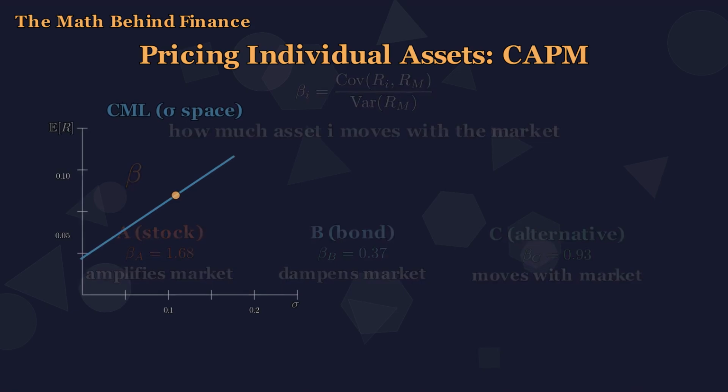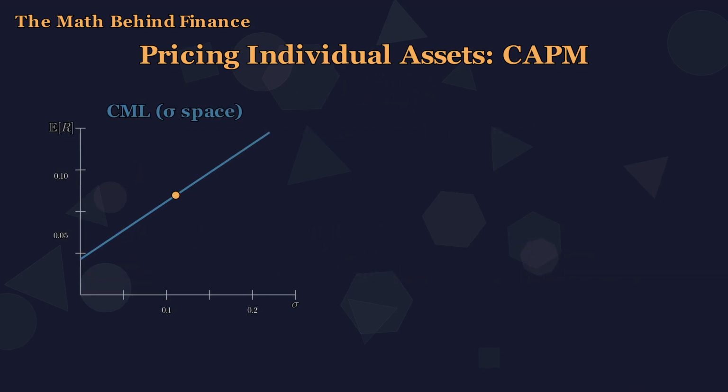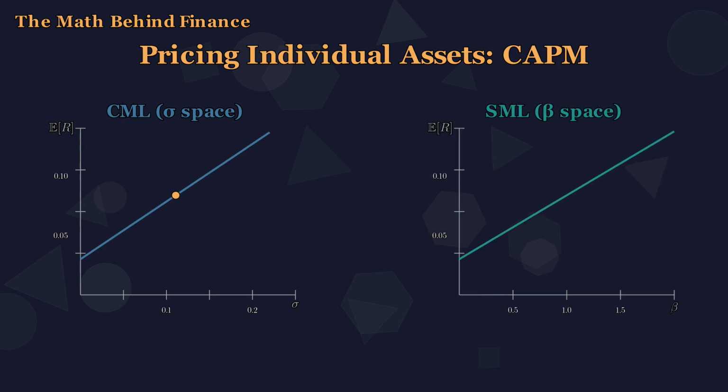Now a critical distinction. The capital market line lives in risk-return space, sigma on the x-axis. But there's a twin. The security market line uses beta instead. Same equilibrium, different view. And every one of our three assets, stock, bond, alternative, sits exactly on the SML. But never confuse them. The CML holds only for efficient portfolios. The SML holds for every asset. Different x-axis, different meaning. Here's why beta matters.